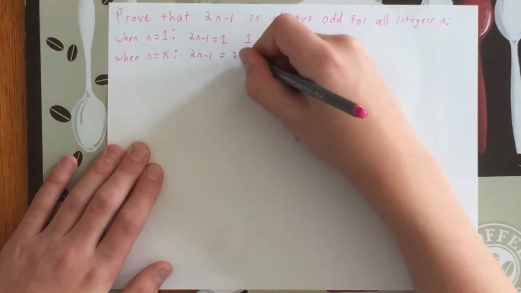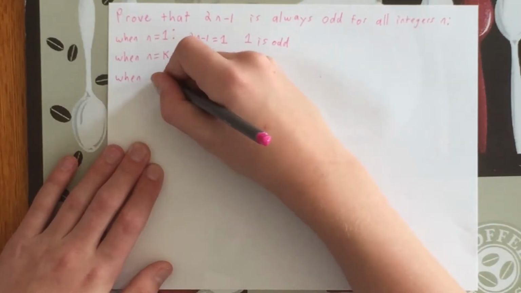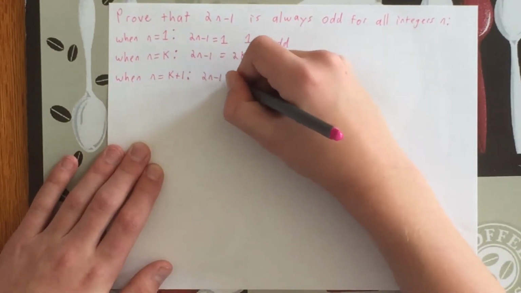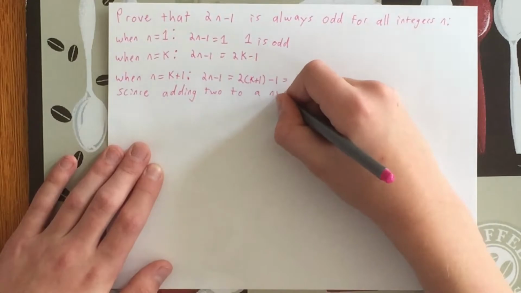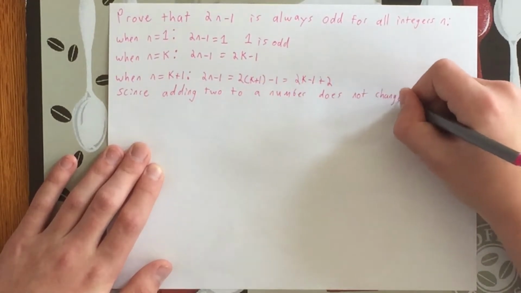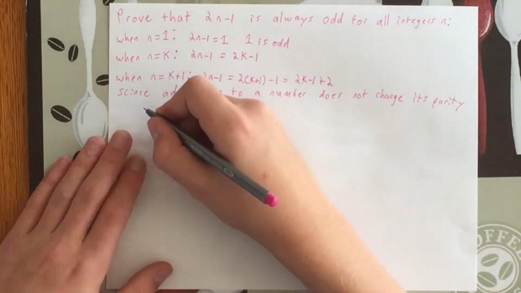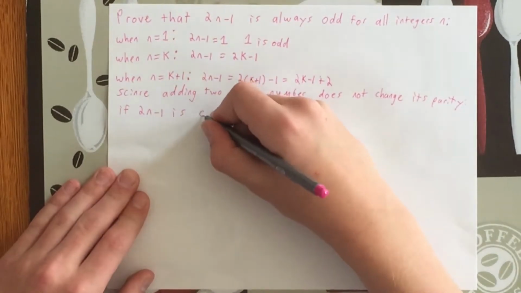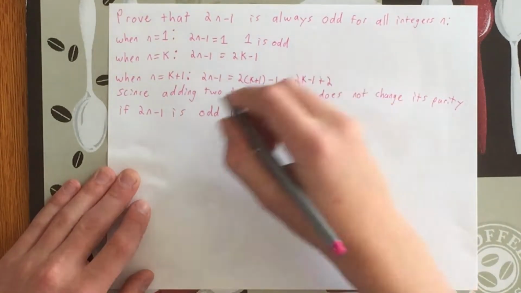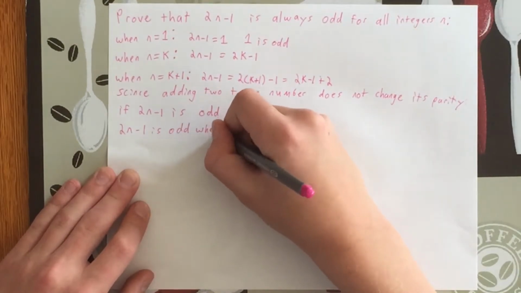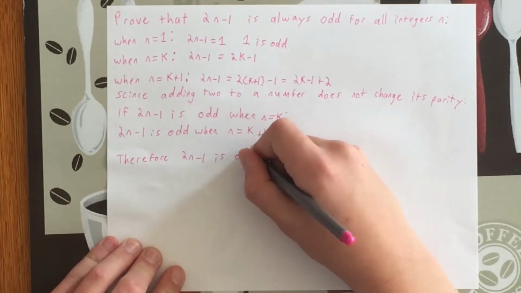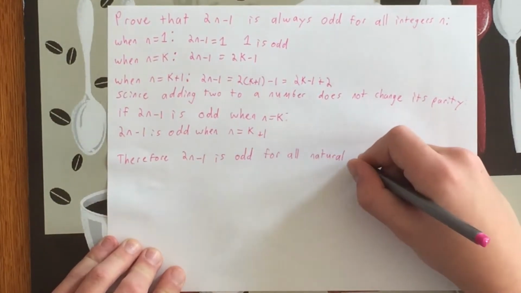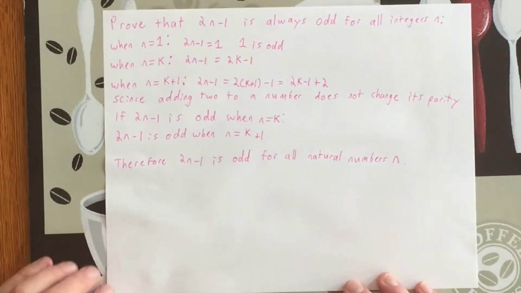When n is equal to k, 2n minus 1 is equal to 2k minus 1, and when n is equal to k plus 1, 2n minus 1 is equal to 2k minus 1 plus 2, so our value for when n is k plus 1 is 2 more than our value for when n is equal to k. Since adding 2 to a number does not change its parity, if 2n minus 1 is odd when n is k, 2n minus 1 must also be odd when n is k plus 1. Therefore, 2n minus 1 is odd for all integers n.